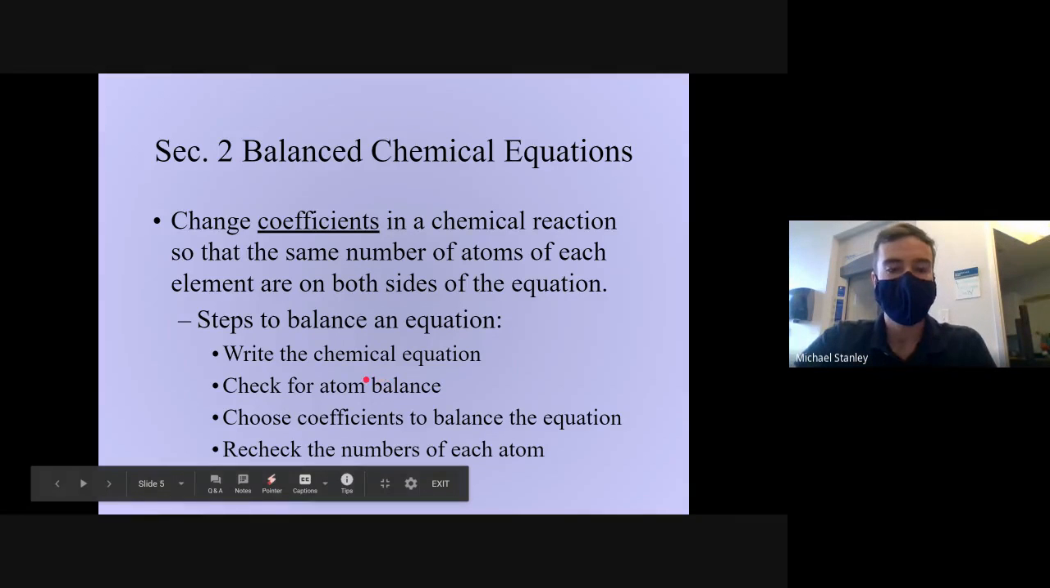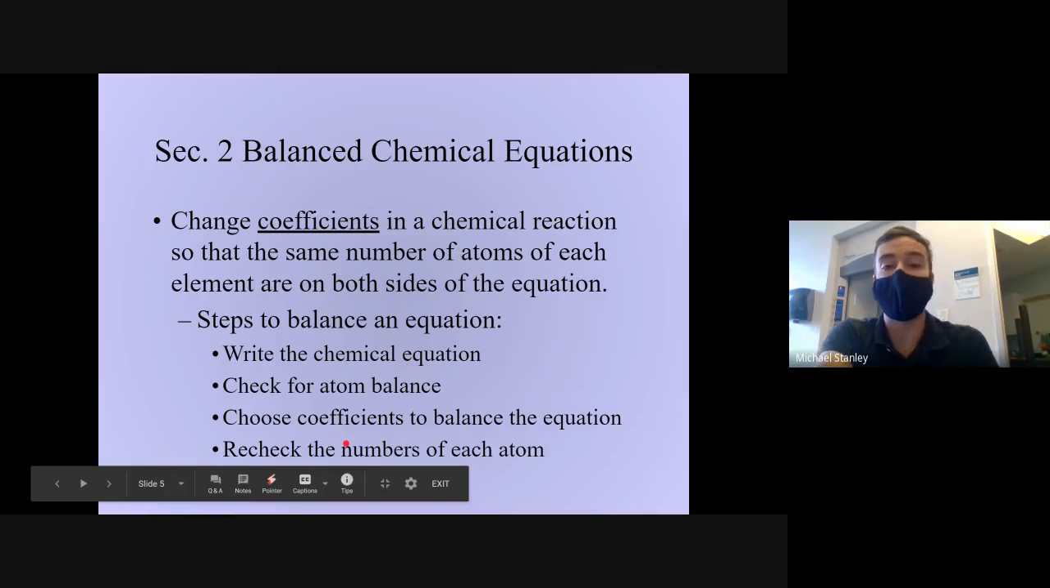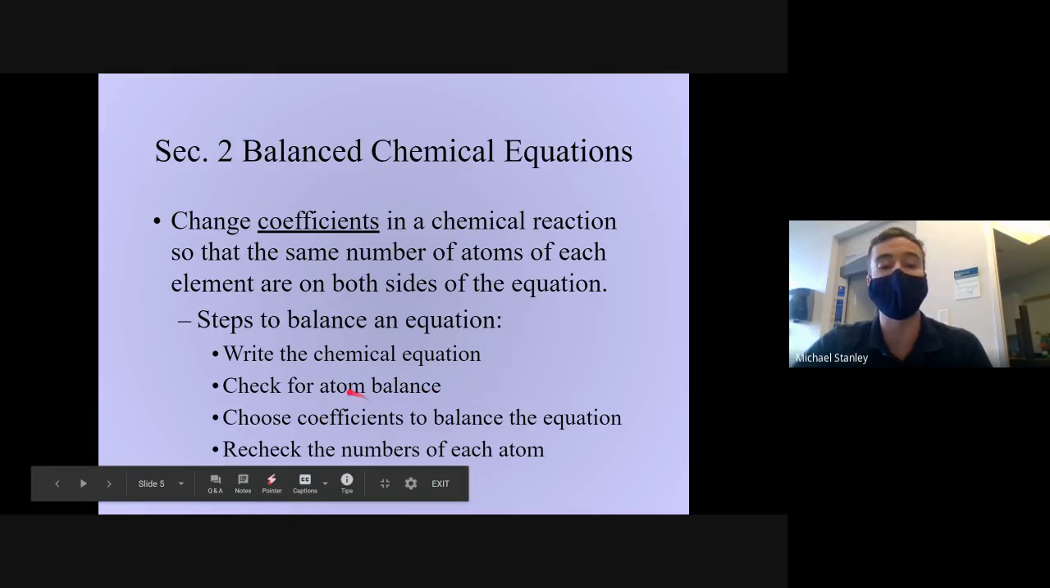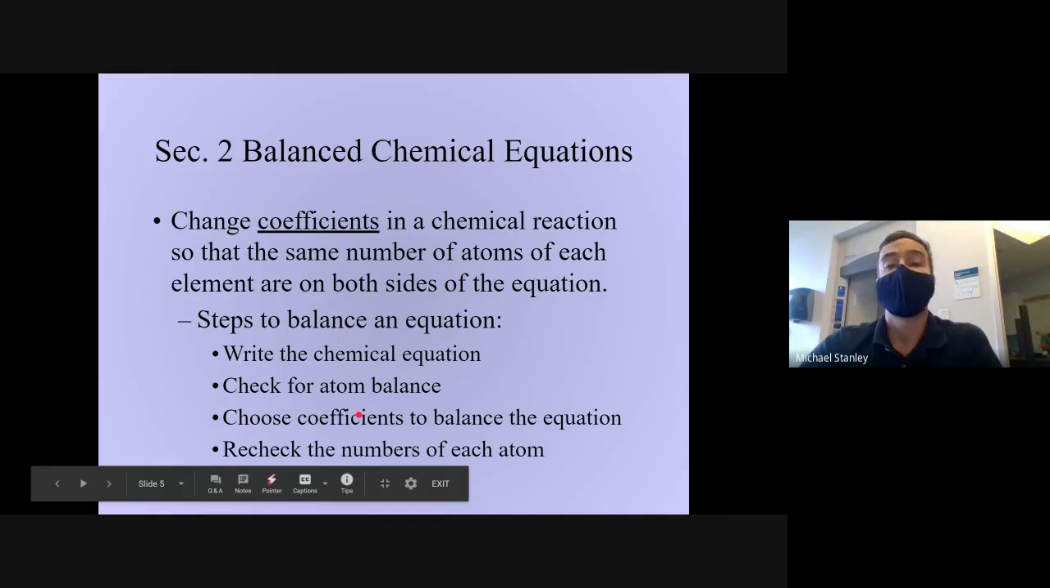on either side. If we start off with an unbalanced equation, we'll change some of the coefficients, try to balance it out the best that we can. We'll then recheck how many atoms we have on either side and see if we successfully balanced the equation. If we didn't, then we have to go back in and change around the coefficients a little bit more in order to make that balancing happen. So it's kind of hard to explain just in words. So we're going to go through a couple examples and I'll show you exactly what I mean by all of this.